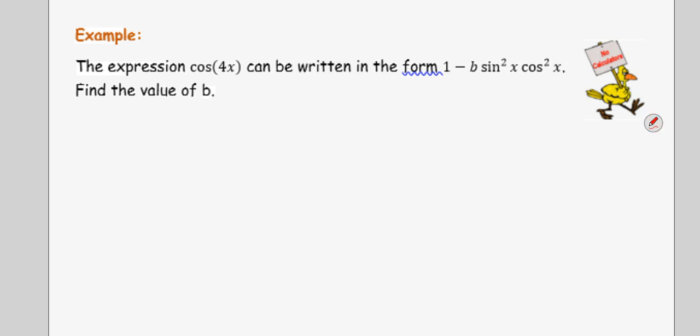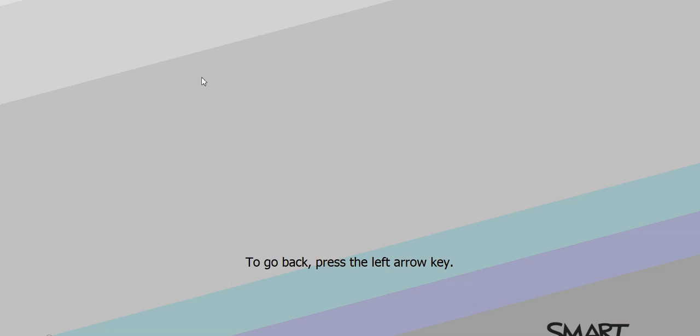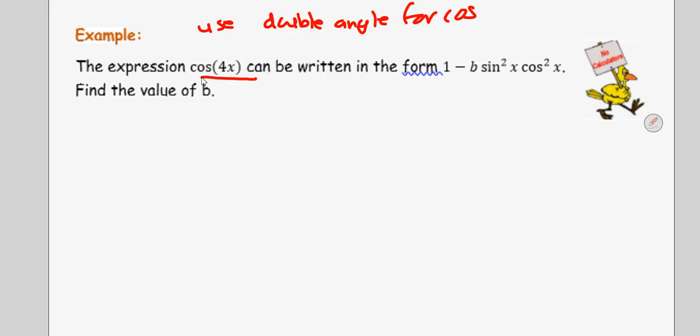We could use the double angle formula for cos. Instead of calling it cos 2x, we could call it cos 2u, and we define u as being 2x. So for example, Laura suggested let's use a different letter, like W. Let W equal 2x. So what would 2W equal then? 4x. So we could redefine this as cos 2W and use a double angle formula. Cos 2W equals, and which one are we going to use?